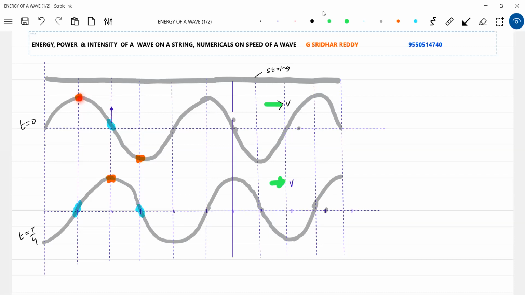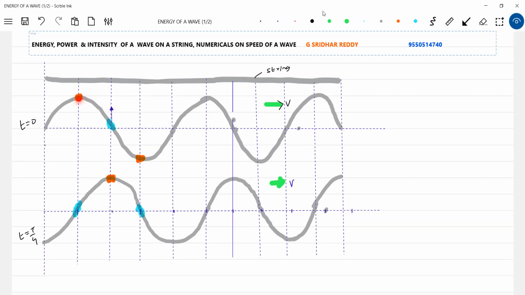Okay, agree with this. And what is the slope here? Slope is also zero. So therefore, what will be the potential energy? Potential energy also will be zero. So when you look at these elements, what will happen to these quantities? Those indicated with red color are at extreme position. Because of that, the kinetic energy will be zero and the potential energy will be zero.